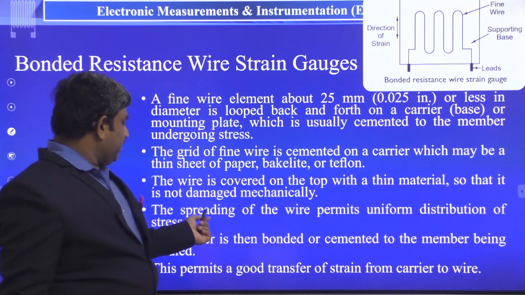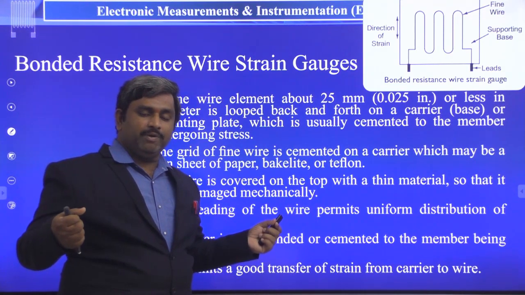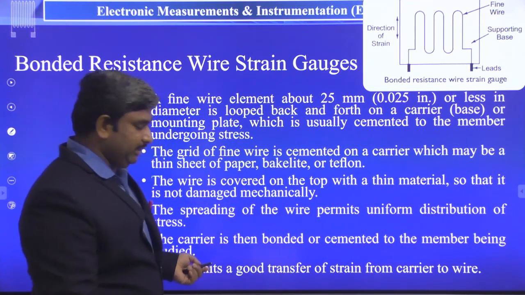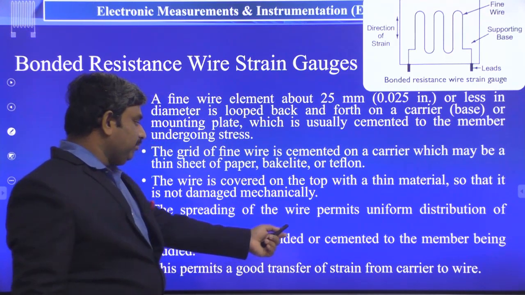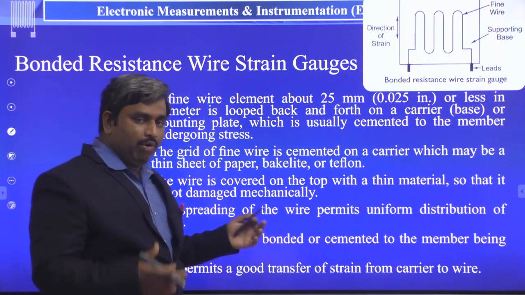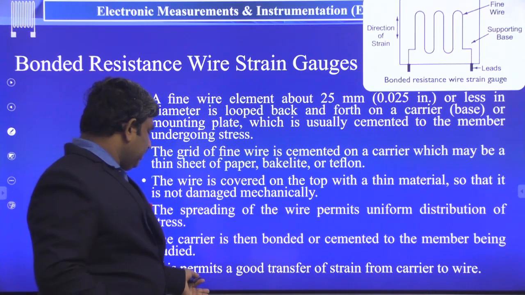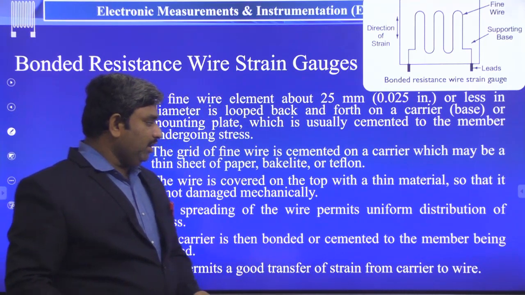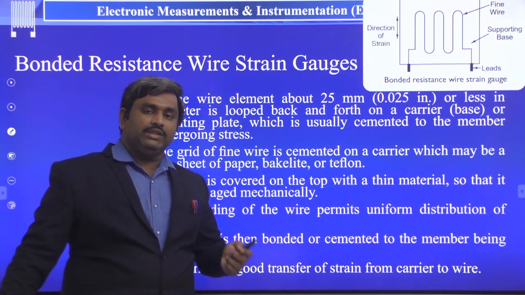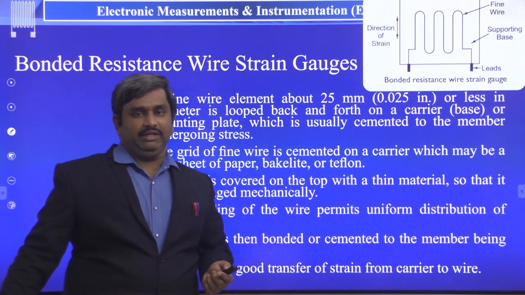The spreading of this wire permits uniform distribution of the stress. When you are stretching this type of strain gauge, the force or the strain will be equally distributed on the total material. The carrier is then bonded and cemented on the member using cement. We have bonded regions cemented on the member being studied. This permits a good transfer of strain from carrier to wire. Whatever the arrangements you are making, they uniformly distribute the strain onto this material.